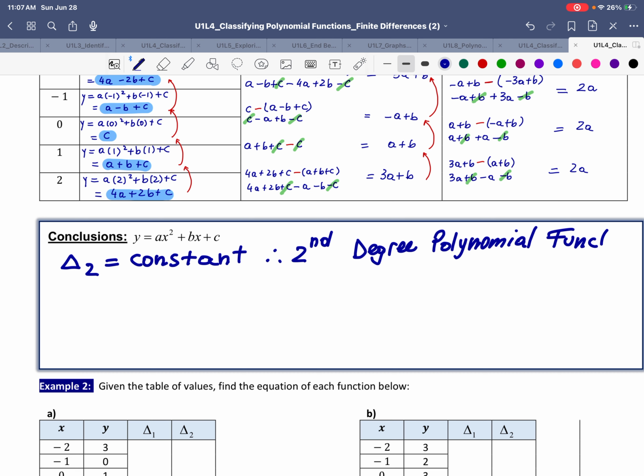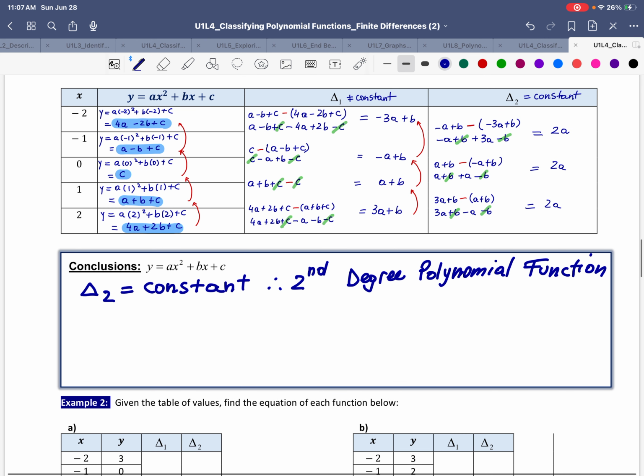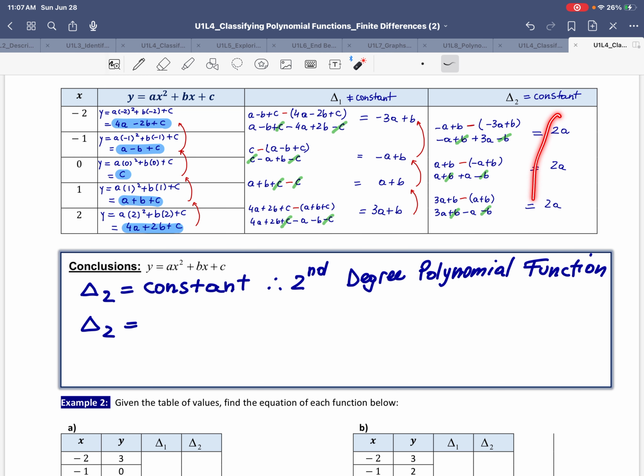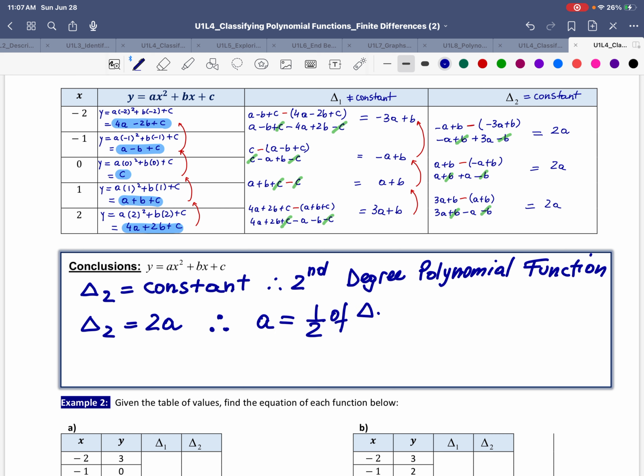Now the next pattern that deserves attention is the value of delta 2. As you can see here, delta 2 was consistently equal to 2a, and we took a general equation in here. So we're going to say that the value of delta 2 will be double the coefficient a, the leading coefficient. So that will help us determine the value of coefficient a, which seems to be 1/2 of delta 2. Or in other words, a is delta 2 divided by 2.